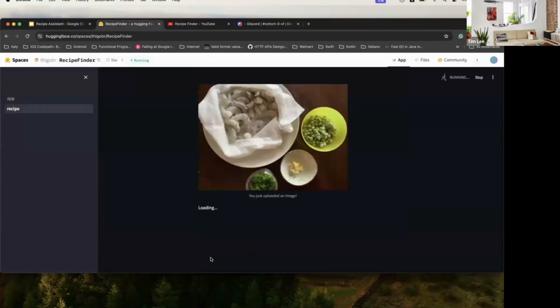It's going to take a long time, bear with us, because we generate images.